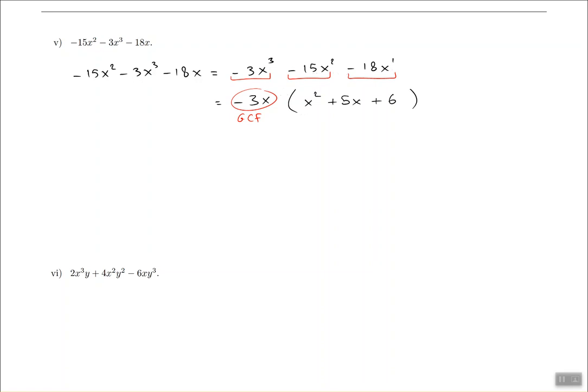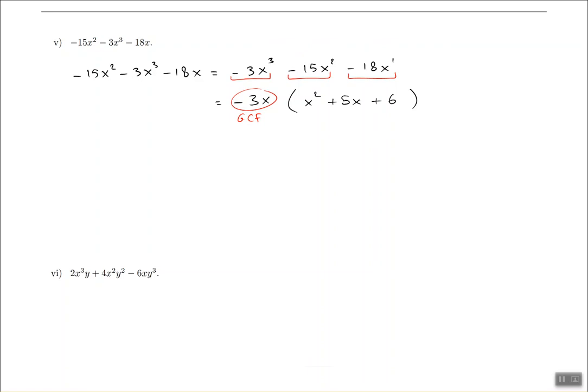If you don't believe me, go ahead and multiply it out mentally. You know, it's like multiply the 3x with the x squared, you get back the first term. Multiply the 3x with the 5x, you get back the second term. And again, 3x times the 6, you get back the third term. We're obviously not going to do that because we're factoring, but that's how you would check it.